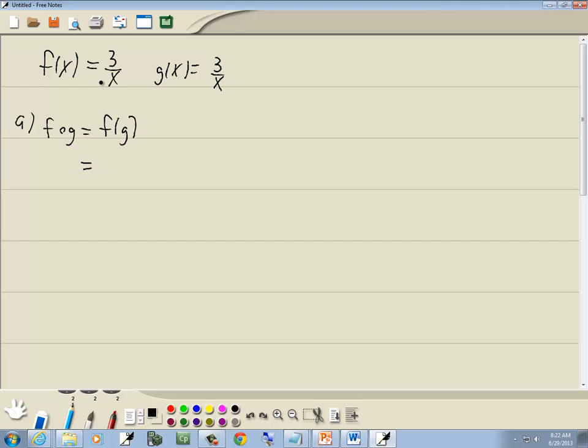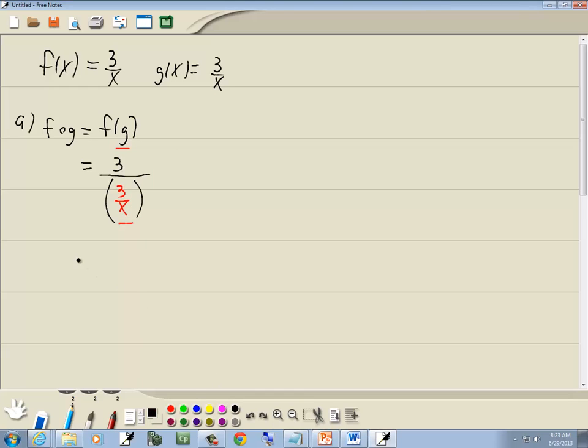So we're going to take our f of x, which is 3 over x, and everywhere we have an x, we'll put in parentheses. So I got 3 over a set of parentheses. And this is just evaluating a function. So whatever's inside this parentheses, which is g, we're going to plug in here. But g was equal to 3 over x.